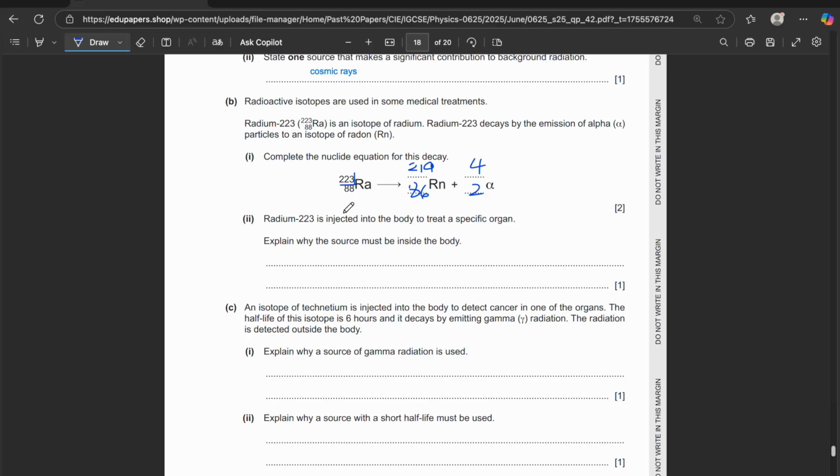Radium-223 is injected into the body to treat a specific organ. Explain why the source must be inside the body. So you have to know that this is an alpha particle. Alpha particle cannot pass through many things. It can be stopped easily, which means it has low penetration power. So it would be stopped by the skin. Low penetration.